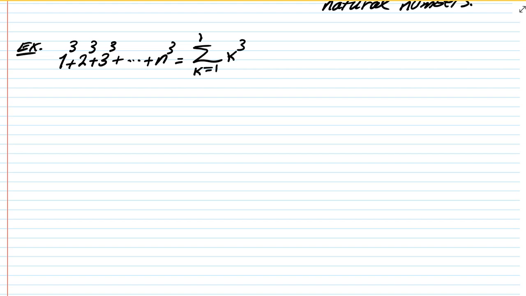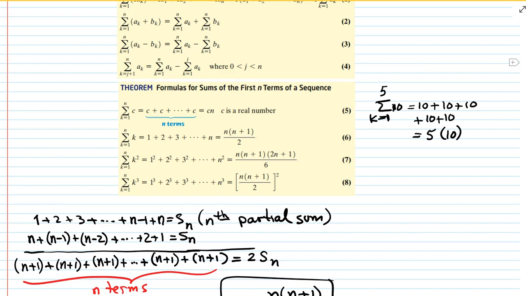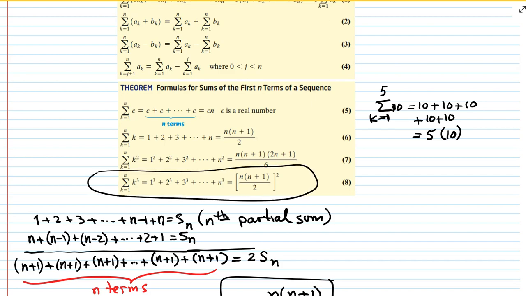The other example is another formula that we worked with: 1 cubed plus 2 cubed plus 3 cubed, remember this one, plus n cubed. We say that in summation notation, that's sigma k cubed as k goes from 1 to n. And the formula we had for this was n times n plus 1 divided by 2, quantity squared. Again, let me see if I can bring this back up. It's right here in front of me. This one that we did in the earlier section.